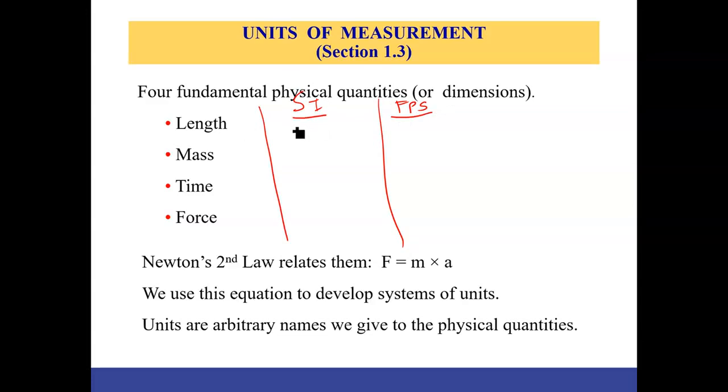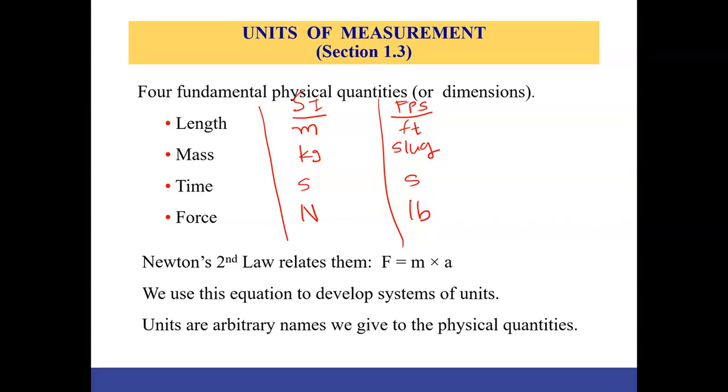For the SI system, length is defined in meters. For FPS, length is defined in foot. Mass is defined in kilogram. For FPS, mass is defined in slug, which is not a very common unit, but remember that for the FPS system, mass is measured in slugs. Time is measured in seconds for both systems. Force for the SI system is measured in newtons, and force for the FPS system is measured in pounds.